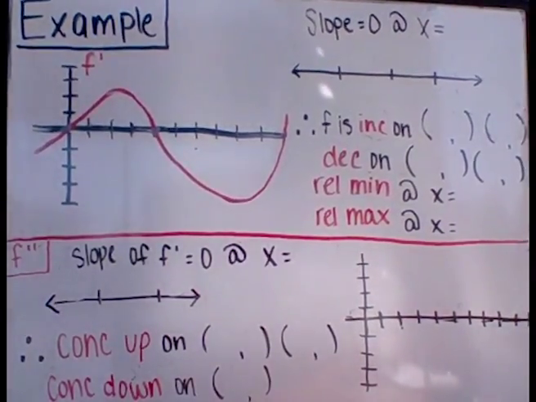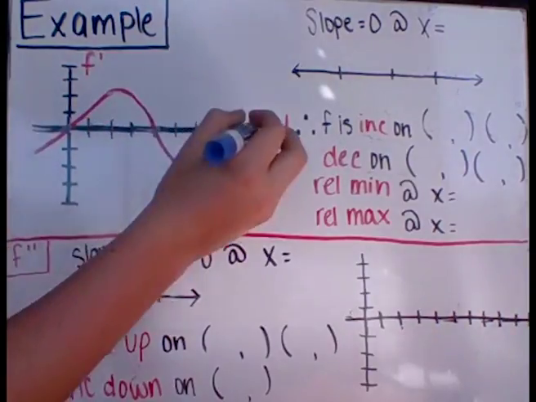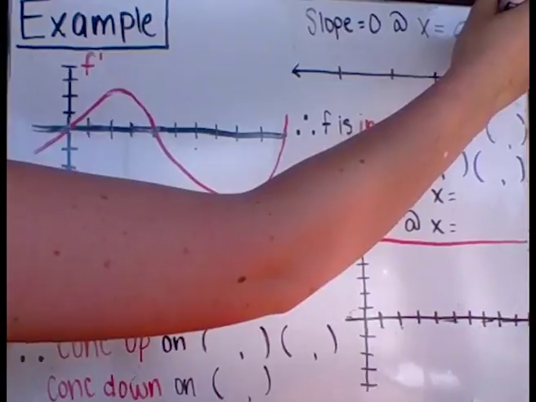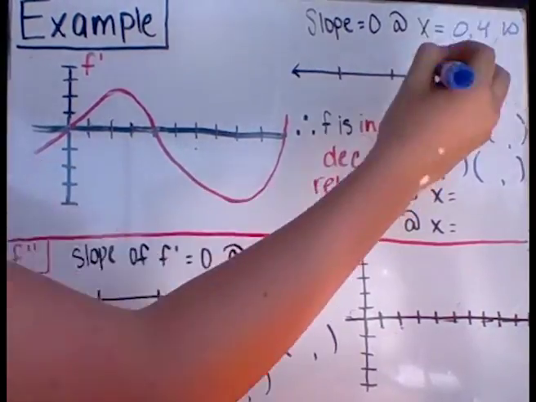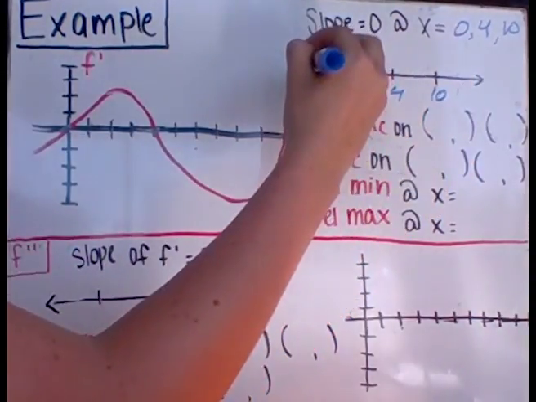With most curve sketching problems, it'll start out by giving you a graph of f prime, like the one shown above. From there, the first thing that you'll want to look at is the places where the graph of f prime crosses the x-axis, or where f prime is equal to 0. On this graph, that's at x equals 0, x equals 4, and x equals 10.